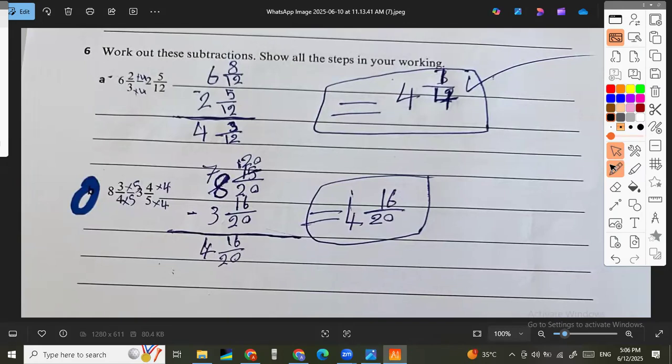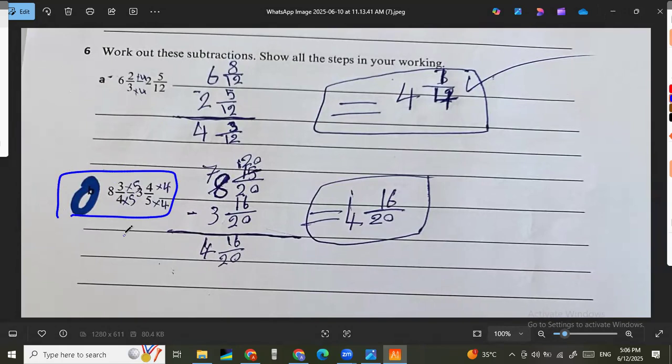We've got here these subtractions to work out, and this is the question that is circled. So we need to do what? I need to convert this mixed number and this mixed number into improper fractions first, before making the denominators the same. 4 times 8 is 32, plus 3 is going to be 35 over 4. Then 35 over 4 minus 5 times 3 is 15, 15 plus 4 is going to be 19 over 5.